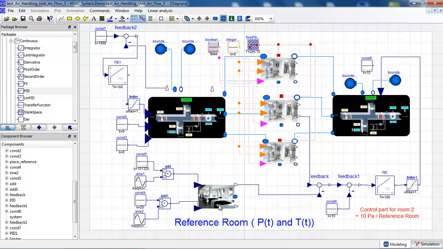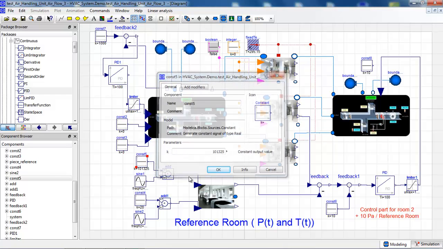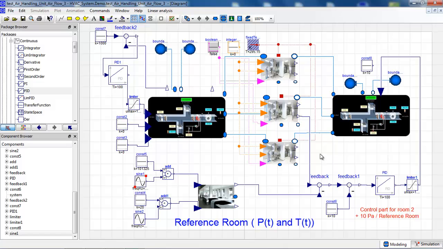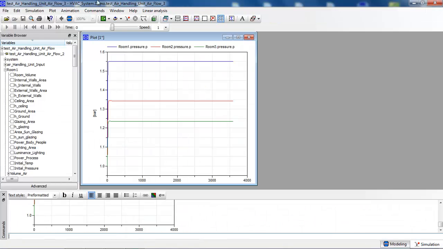Here I have my reference room with a sinus over the atmospheric pressure. So here is the atmospheric pressure, and I have a sinus with an amplitude of 10 Pascal. With this model, I will normally be able to control the flow through my room here, the renewal flow in my room, and I can also control the pressure in my room 2 and then room 1 and room 3. We will compute the model.